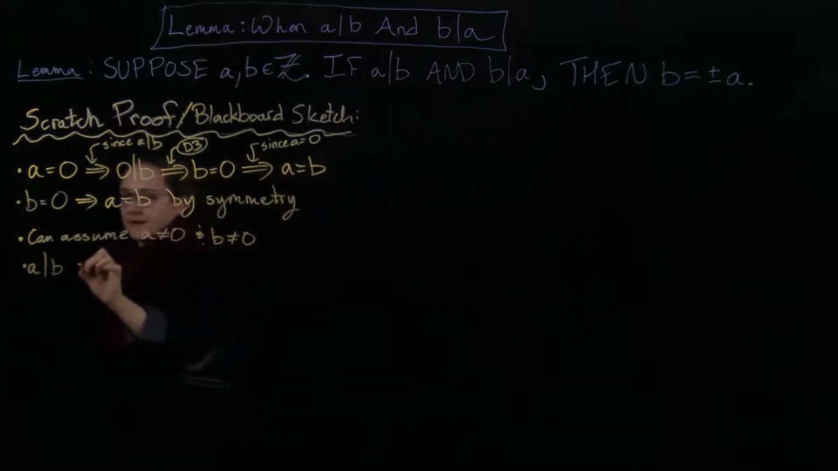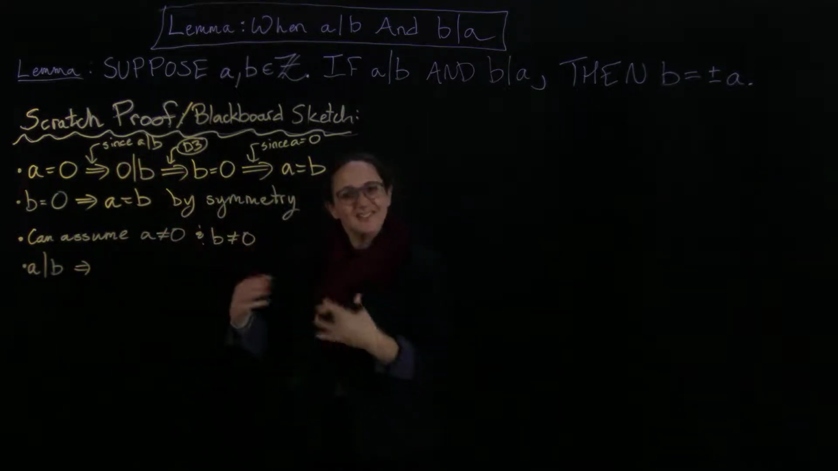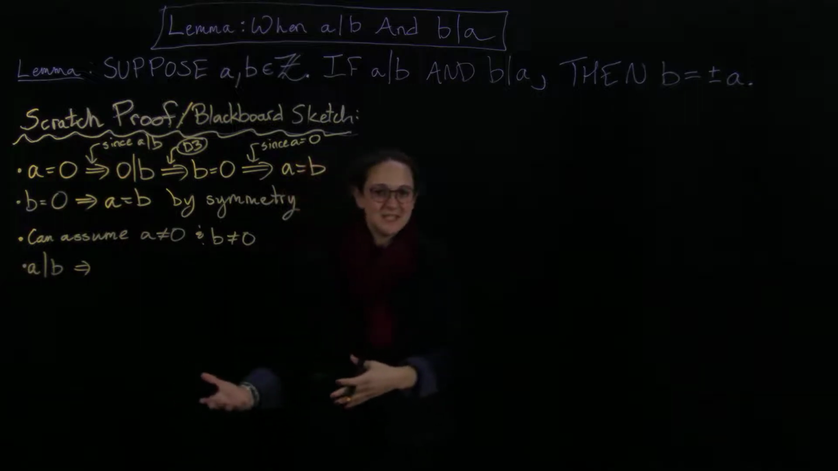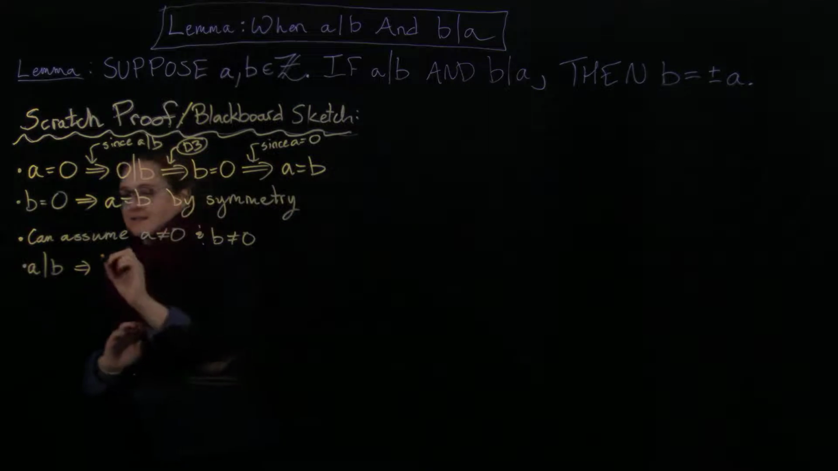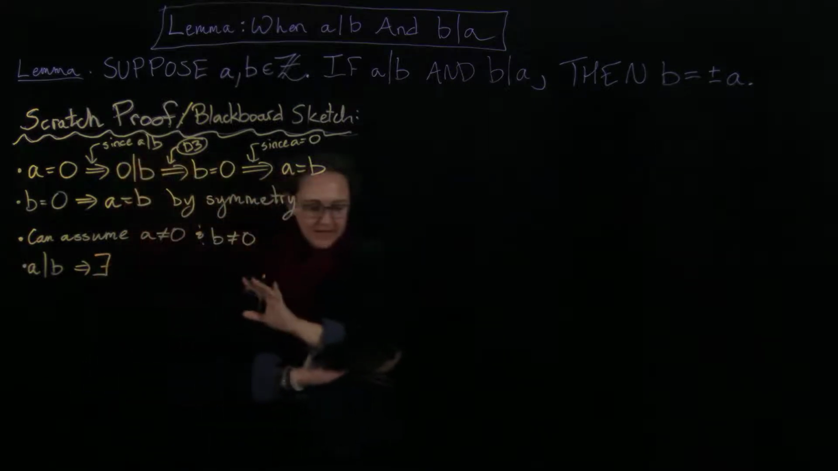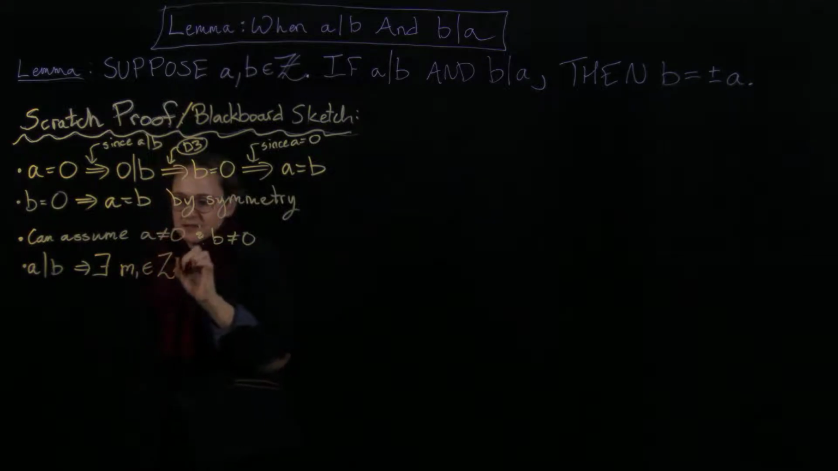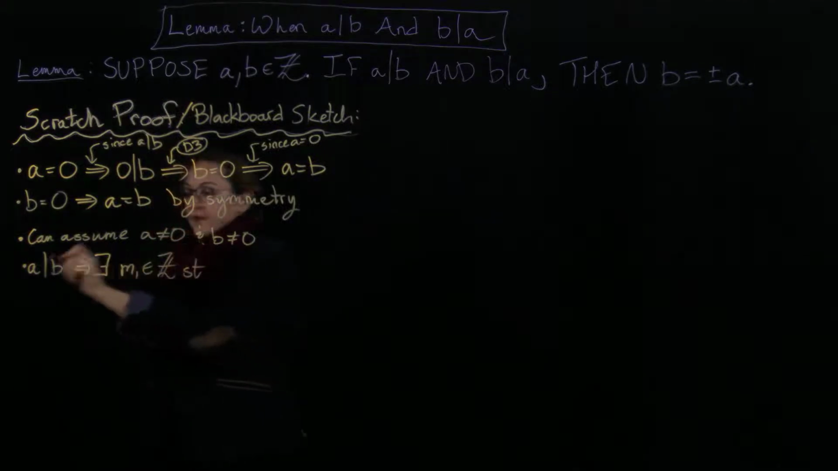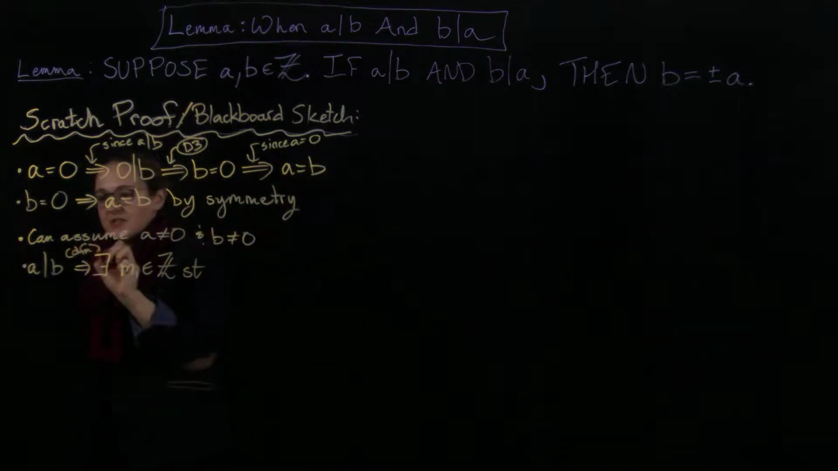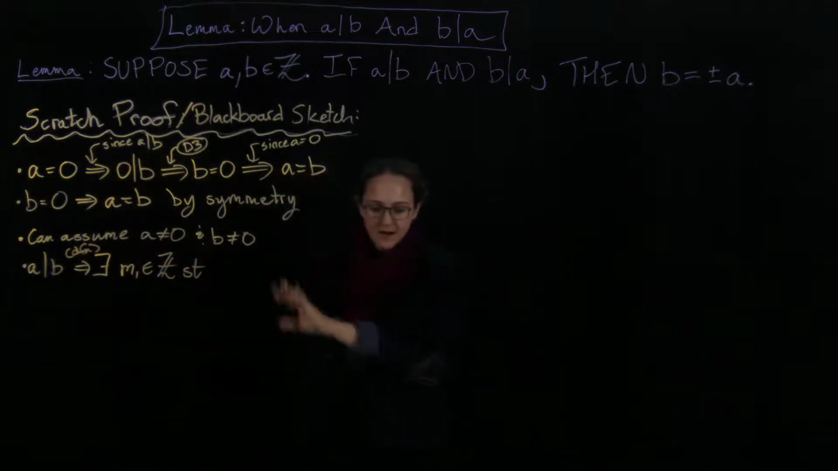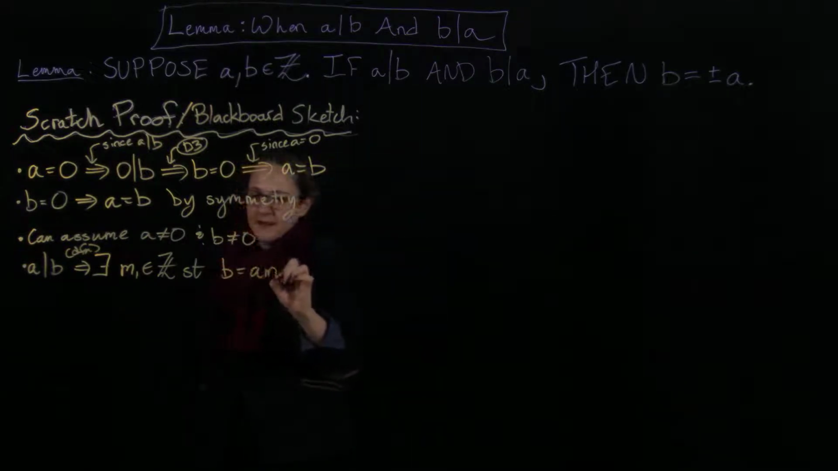So the fact that A divides B. A lot of times you're just going to take these things and say what they mean in terms of the definition, and that gives you something to work with. So this is going to tell me that there exists an M1 contained in the integers, such that, by the definition of divides, B equals A M1.